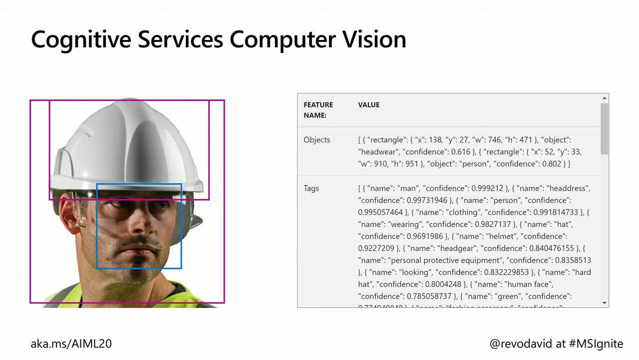Now, we've done this just by using a web form and uploading a picture and looking at the results on the screen. But if you want to embed this capability into an app, you want to do it programmatically. So let's look at how we can do that now.